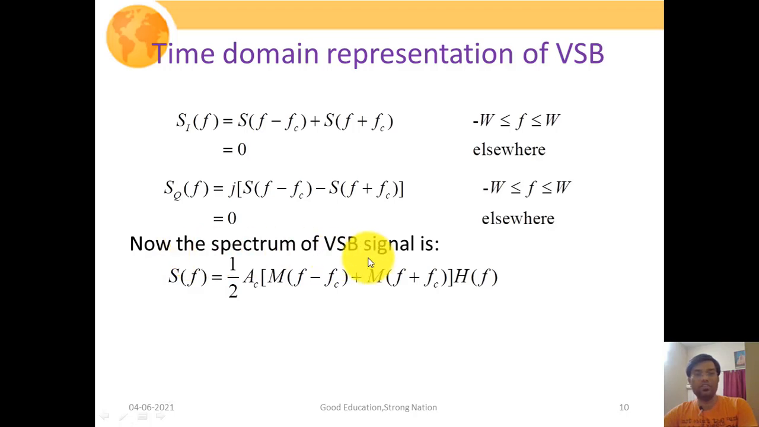So now the spectrum of the vestigial sideband signal can be given as S of f, which is the product of the message signal with the carrier. That DSB-SC signal gets multiplied with the sideband shaping filter, whose transfer function is H of f. If you closely observe, this is the Fourier transform of the DSB-SC signal, so it gets multiplied with this transfer function H of f, and the product of these two gives us the spectrum of our VSB signal.